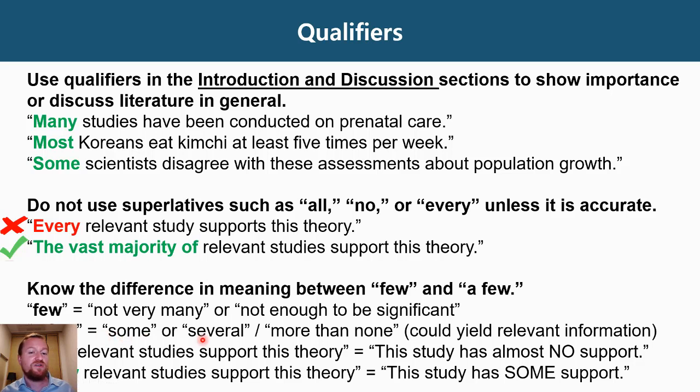A few usually means some or several. It means more than none, actually. The connotation means that it could yield relevant information. So it's something that could be explored. So, for example, a few relevant studies support this theory. Most scientists don't agree. However, a few relevant studies do support this theory. This theory has some support. Maybe don't discount it altogether.